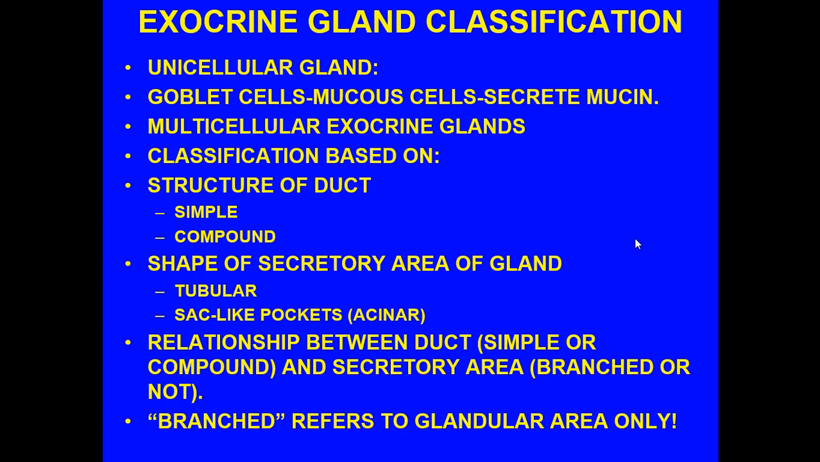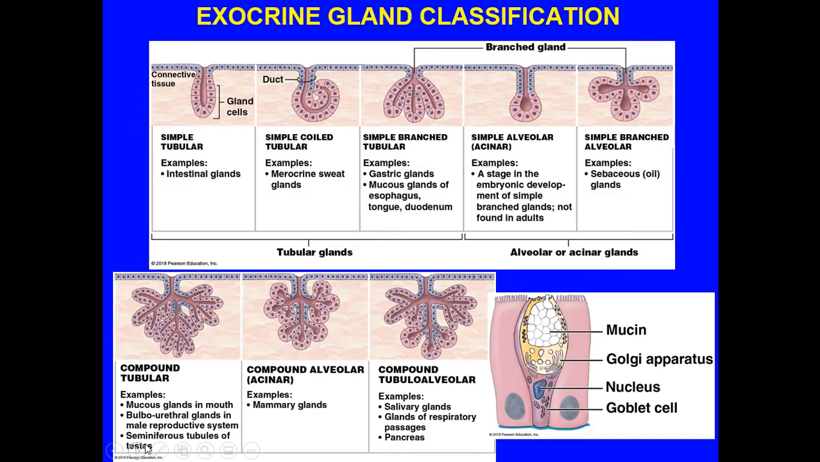And the classification of these is dependent on the structure of the ductwork. Is it simple? Is it compound? As well as the shape of the secretory area of the gland. Is it more tubular or is it more sac-like? And this is when we refer to the sac-like pockets as acinar. Now, the relationship between the duct, simple or compound, and secretory area, branched or not, gives us a grouping of identification here. When we talk about branch, by the way, this refers to the glandular area only. And it can get a little complex, I agree, but it's very important.